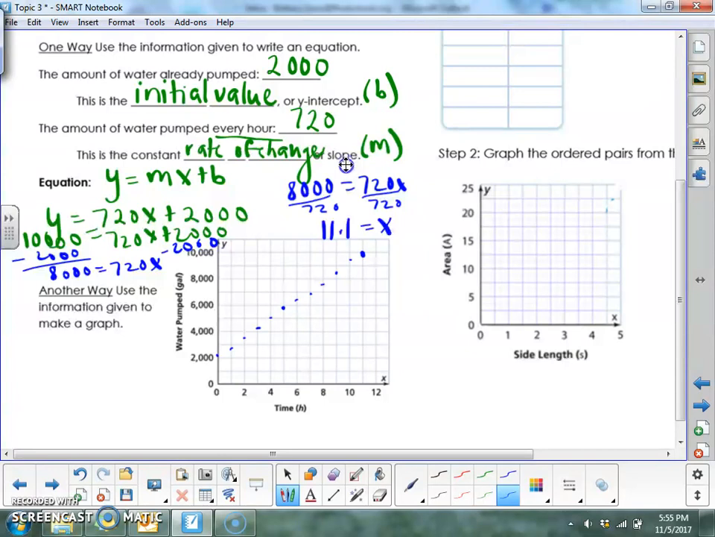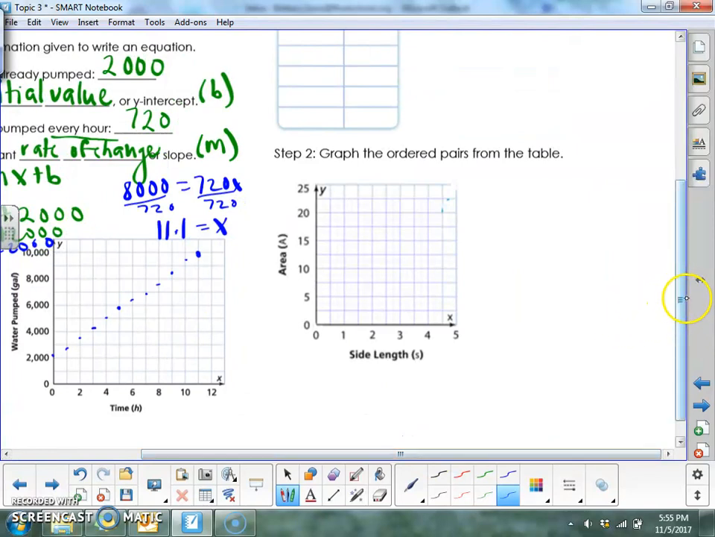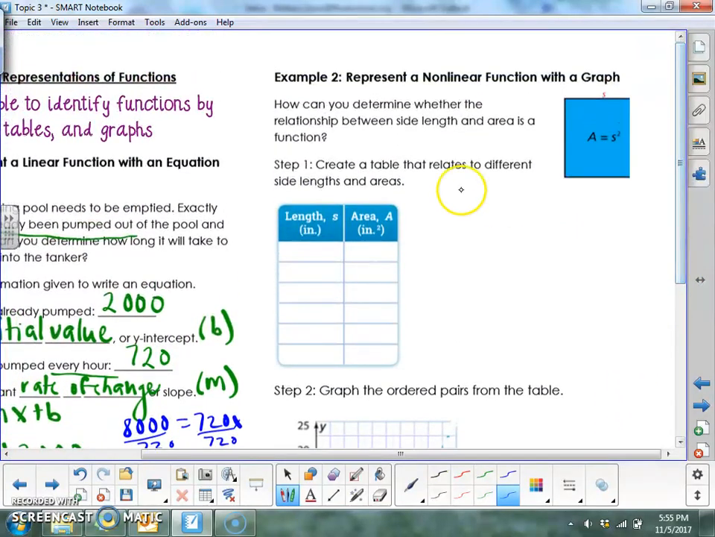Okay? We move into looking at nonlinear functions, so representing a nonlinear function with a graph. How can you determine whether the relationship between side length and area is a function? We're going to create a table that relates the side lengths and the areas. So we're looking at a square. I can look at different side lengths, so maybe start at 0, go all the way to 5, just to get multiple data points here.